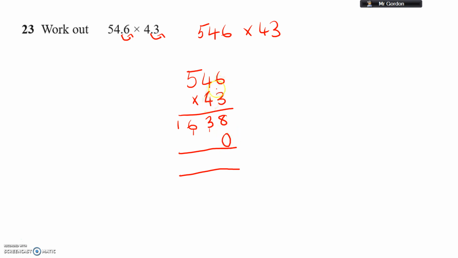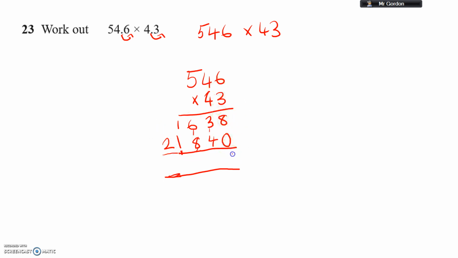4 times 6 is 24, so that's 4, carry the 2. 4 times 4 is 16, plus the 2 is 18, so 8, carry the 1. And 4 times 5 is 20, plus the 1 is 21. So here's my answer out here now. Alright, so let's extend those out a bit. And then you just add up both parts to get your final answer to this sum here.